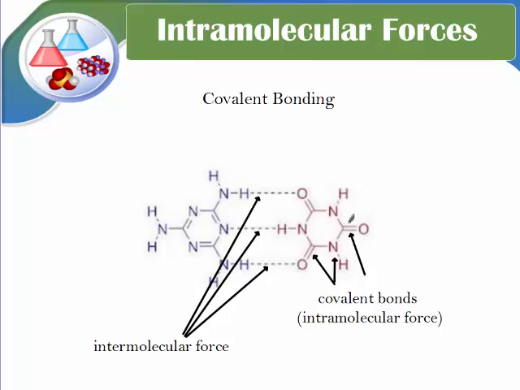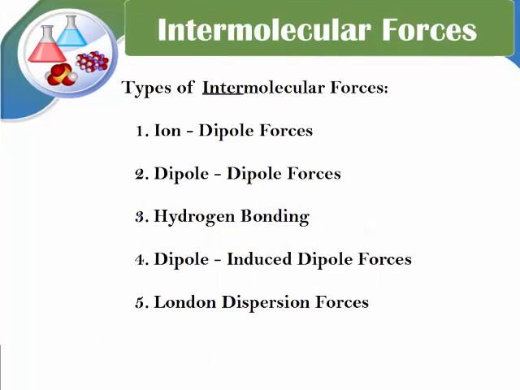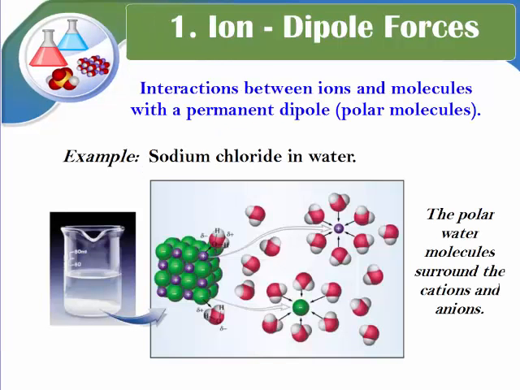Covalent bonds, all of our lines where they're sharing electrons, all those are covalent bonds. Again, those do not break during phase changes. Our intermolecular forces are the attractions between the two molecules. There's 5 types of intermolecular forces that we'll be talking about. These are listed in your notes, and we'll be going over those. So the first one is the ion dipole force. It's an interaction between ions and molecules with a permanent dipole. In other words, between an ionic compound and a polar molecule.